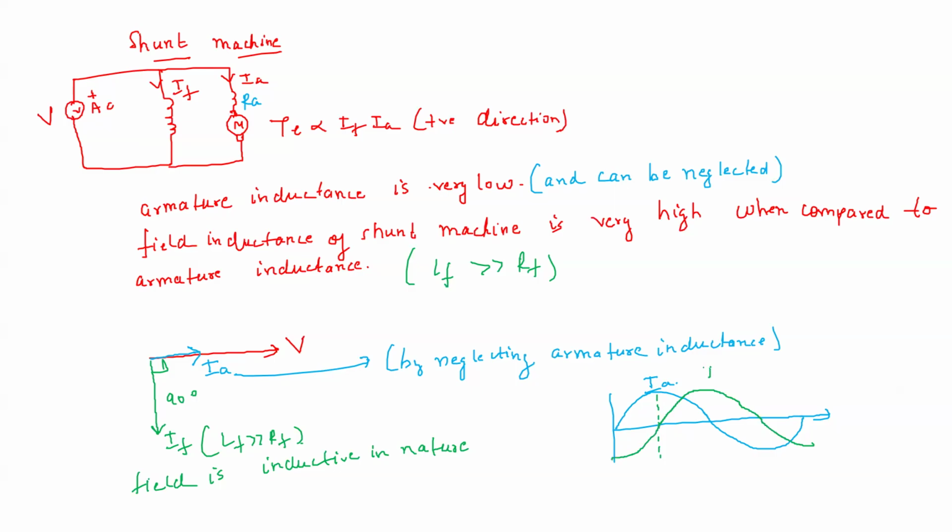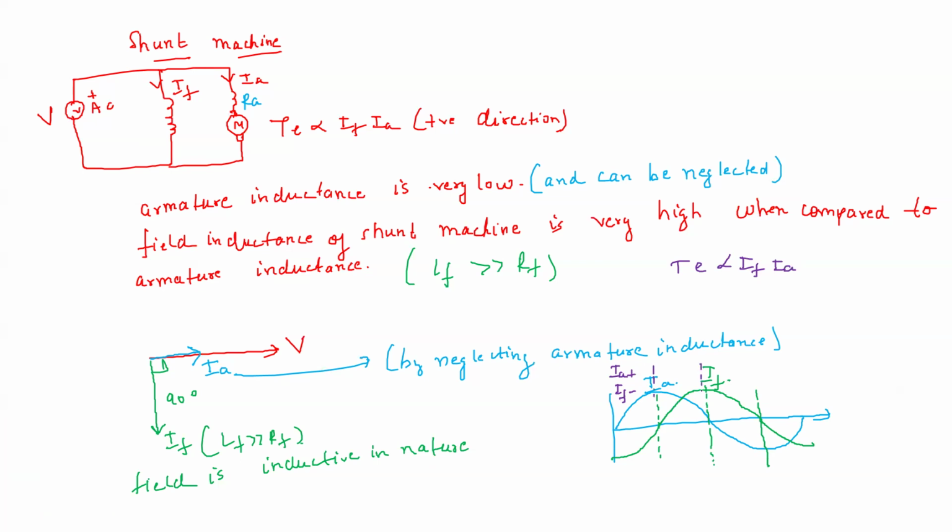So this is IF. Now what happens is we can divide these waveforms into segments. These four segments, so this whole 360 degrees we can divide into four segments. Now what are these four segments? Let us say this is segment 1. In this segment, IA is positive, but IF is negative. So the torque, which is the product of IF and IA, becomes negative in this section.